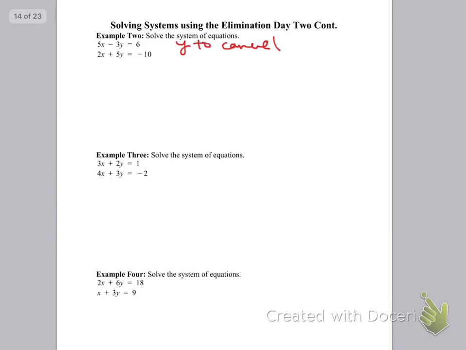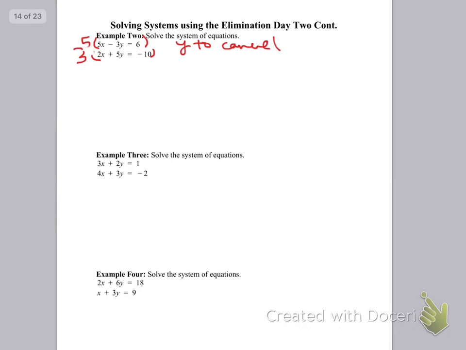Okay, I want my y to cancel, so now I got to get my y terms to be exactly the same. So the easiest way of doing that is just multiplying the equation by what it doesn't have. So in the second equation, my y coefficient is 5, so I'm going to multiply my first one by 5. My second equation needs to be multiplied by 3 because that's the coefficient in the first equation. That is a really crappy 3. Let's try again. 3, that's a little better.